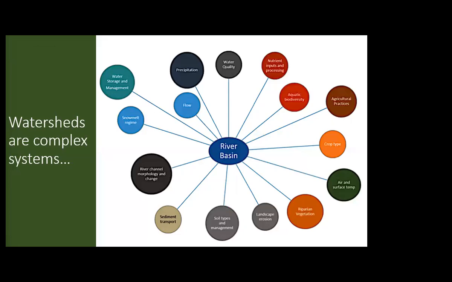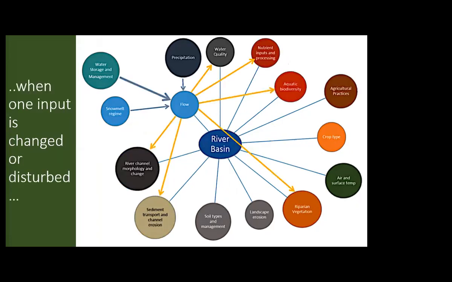So because watersheds are so large, they're also incredibly complex. So this is everything that goes into a river basin. I should have used a lot bigger font, clearly, but you have agricultural practices, air and surface temp, riparian vegetation. Riparian is just the vegetation along the borders of a stream channel, helps keep the stream channel defined, keeps the temperatures low, keeps it healthy. We have sediment transport, huge in river basins. Soil types, how much of the landscape gets eroded, and these are all interconnected to themselves.